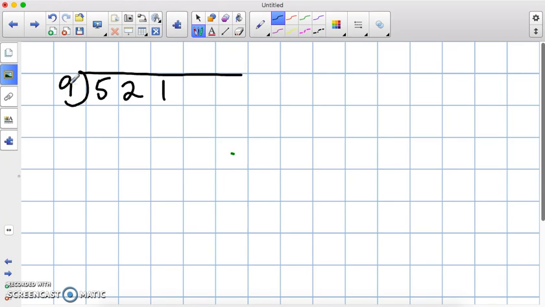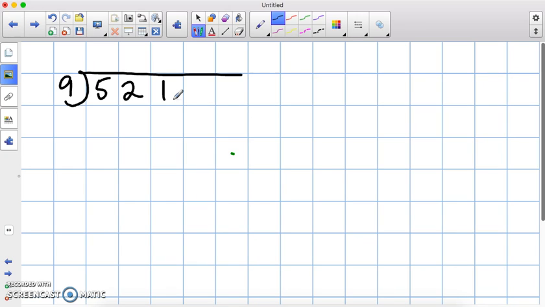Okay, now I am going to warn you that if you are used to using the repeated subtraction method when you're dividing and doing long division, that may not be the best method for you to do when you're dividing with decimal numbers. So I'm going to repeat that. If you use the repeated subtraction method, it may not be the best method for you to use when you are dividing with decimal numbers.